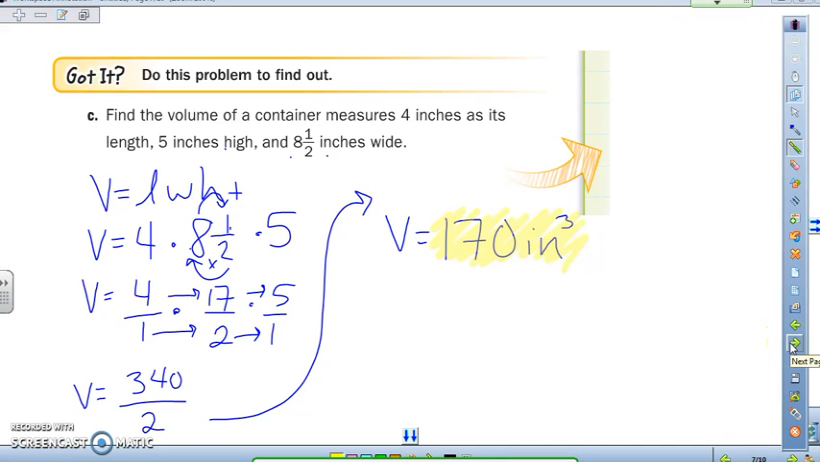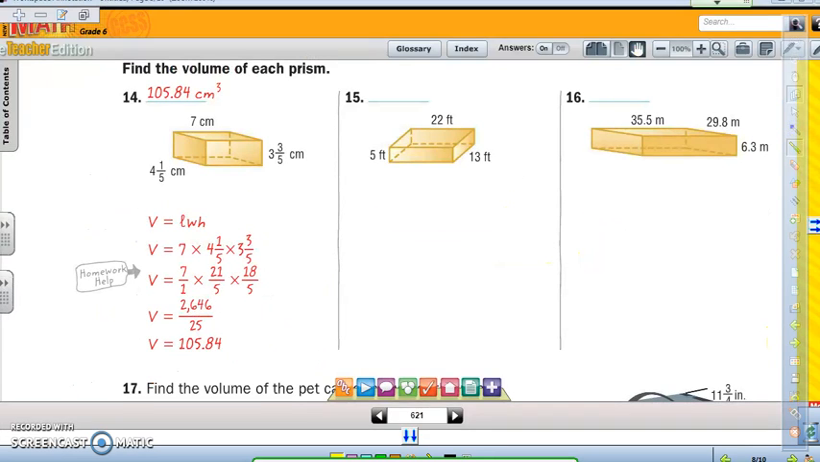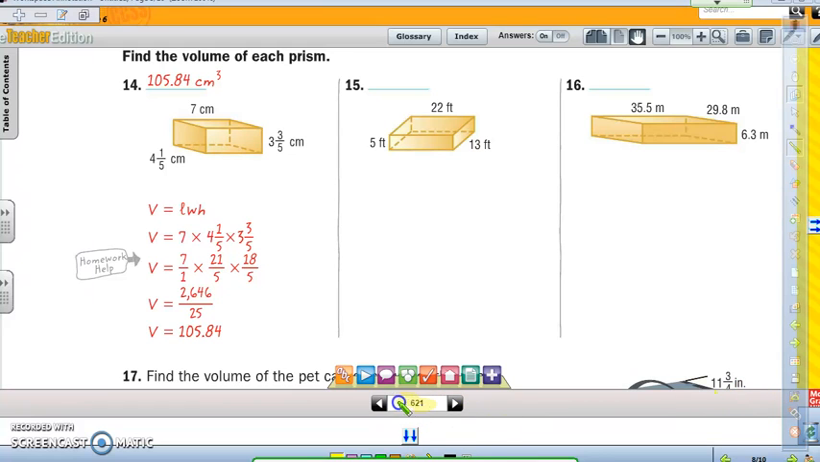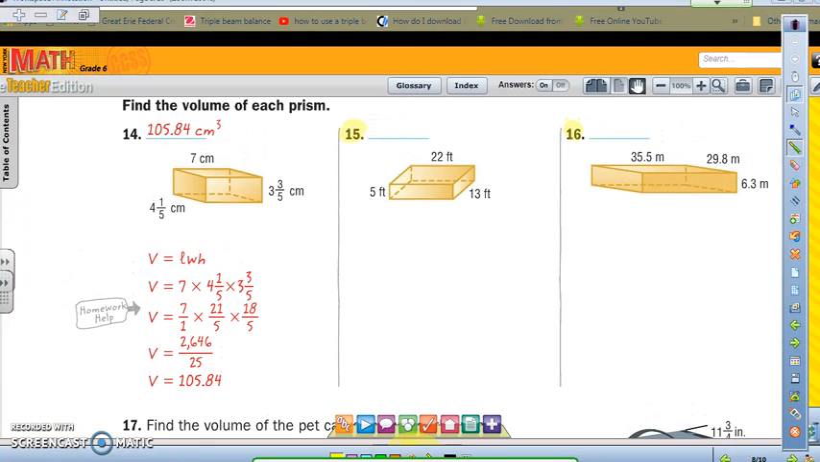Okay, when you're ready, I want you to turn all the way to page 621. Make sure you're on page 621. I want you to do number 15 and 16 on your own. This has decimals, but it doesn't mean it's any different or harder. You just type them right in your calculator. So when you're ready, press pause, and you're going to do these on your own. And then when you're ready, press play.